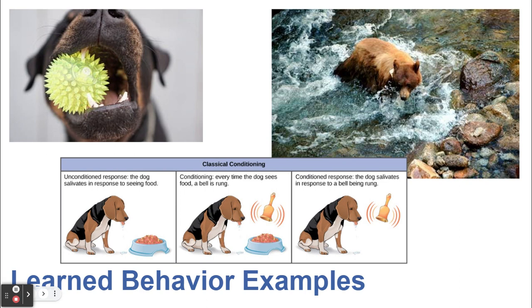And then we have the example of classical conditioning. If we read the slides, it says unconditioned response: the dog salivates in response to seeing food. A condition would be every time the dog sees food, we ring a bell. Another conditioned response would be, as we have done this, if we ring a bell, the dog would just start to salivate.